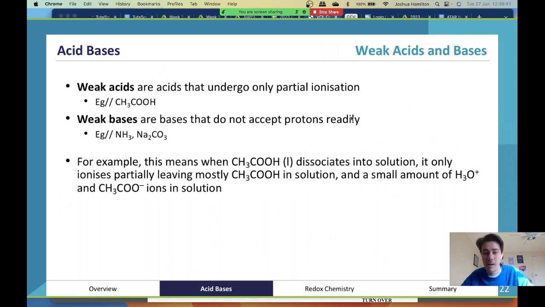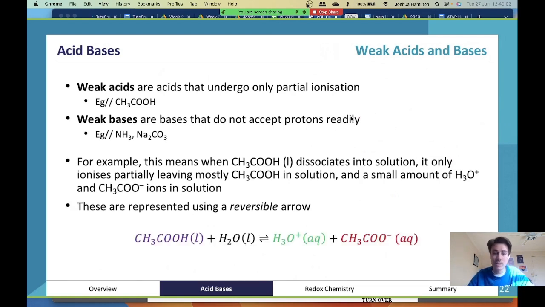For example, this means that our ethanoic acid, which we've already talked about, dissociates in solution. It only ionizes partially, leaving mostly CH3COOH, our ethanoic acid, and a small amount of our H3O+ and our CH3COO-. These are represented using a reversible arrow because we want to say, hey, there's actually not that much that has moved across. In this case, we could say it's like 5% and 95%, or it could be like 50-50. You're not going to be given the values, and the values are not necessarily important. It's just important to understand that this isn't going to go nearly as far across. We're not going to get as much moving into the products.